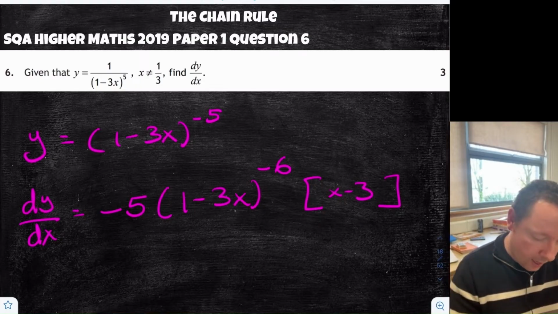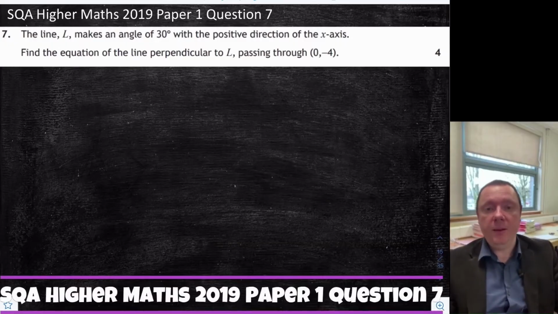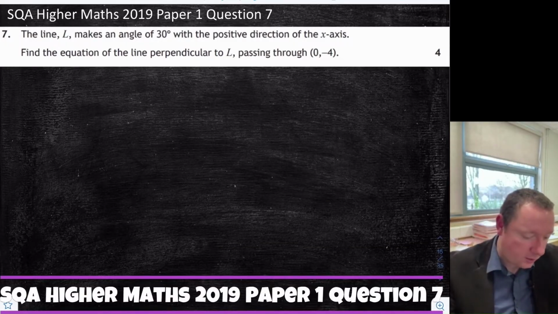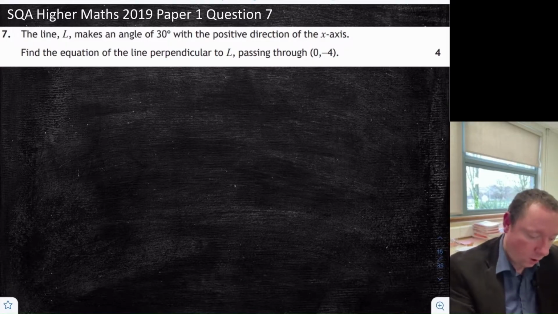So tidying that up, we get minus 5 times minus 3 is 15, (1 minus 3x) to the minus 6, and we're done there. SQA Higher Maths 2019, Paper 1, Question 7. The line L makes a 30-degree angle with positive direction of x-axis. Find the equation of a line perpendicular passing through (0, -4).